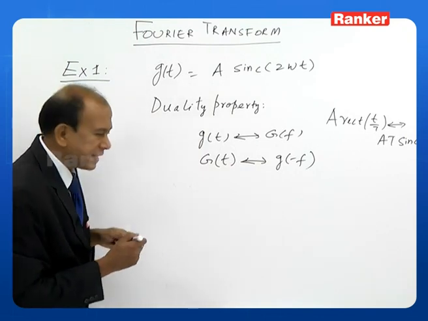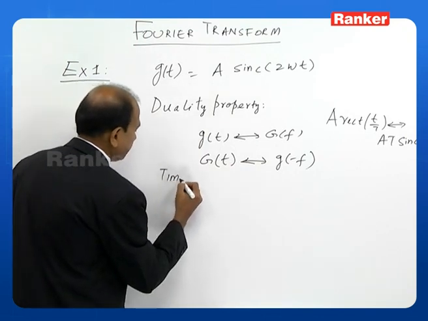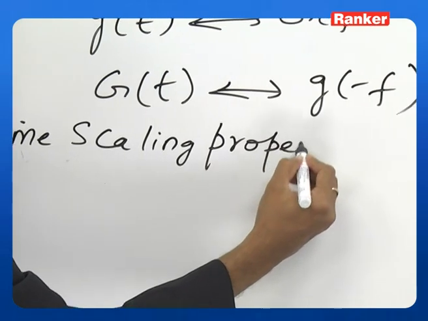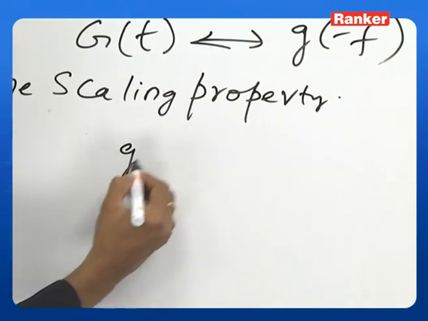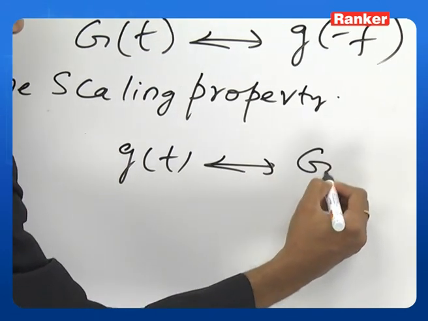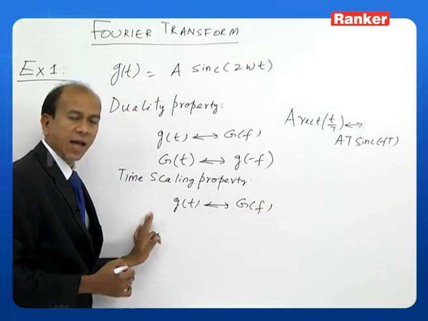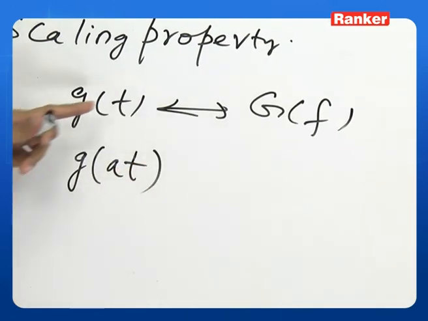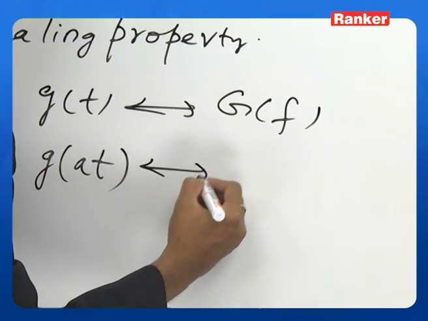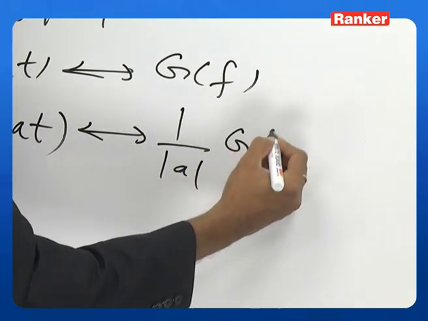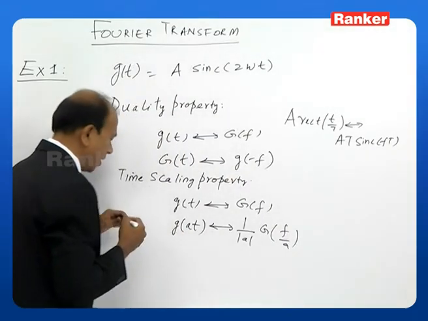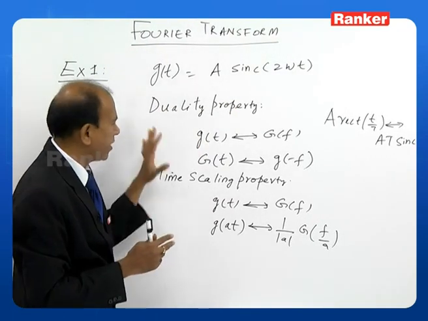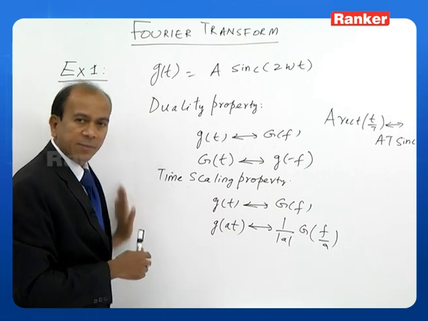So what does the time scaling property say? If g of t has a Fourier transform G of f, then if the time is scaled by a factor a, it will have a Fourier transform equal to 1 by mod a, G of f by a. So to solve this problem, we have to take both these properties into consideration. One is the duality property and the second is the time scaling property.